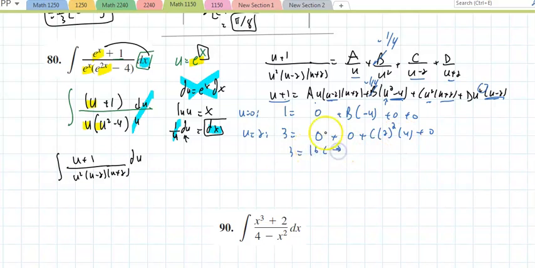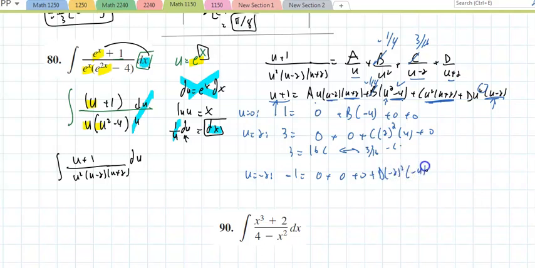That means c is 3 over 16. And if I let u equal negative 2, I will get a negative 2 there, a negative 1, a negative 2 there will make that a 0, a negative 2 there will make that a 0, and a negative 2 there will make that a 0. That will be d times negative 2 squared times minus 2, which is a negative 4. That means d is, let's see, this is for negative 16, negative 1 over 16.